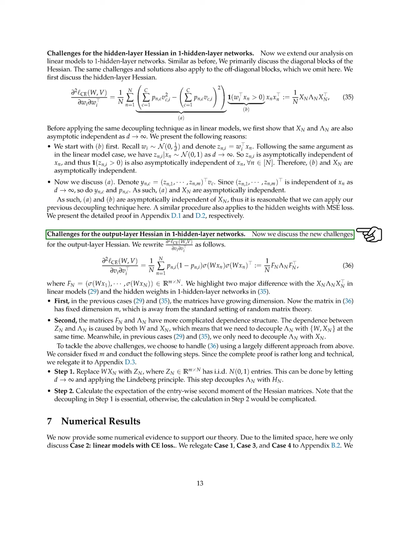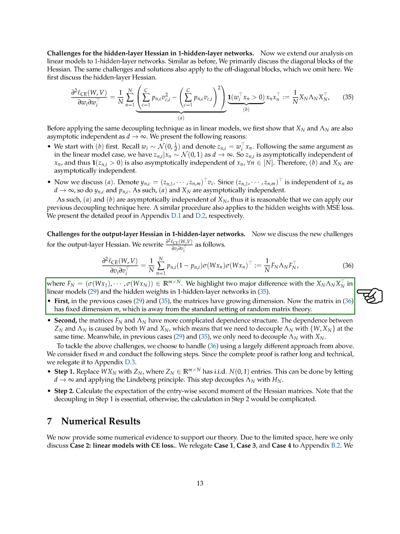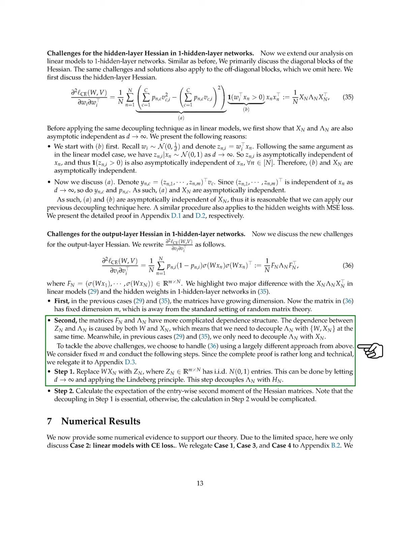Next, we address the challenges related to the output layer Hessian. We rewrite one component and highlight two key differences compared to linear models and hidden weights in one hidden layer networks. First, while previous matrices had growing dimensions, the current matrix has a fixed dimension, which deviates from standard random matrix theory. Second, the dependent structure of certain matrices is more complex, requiring us to decouple them simultaneously.